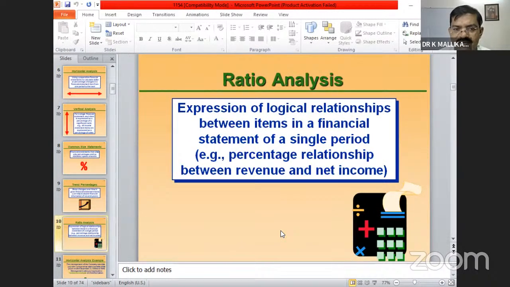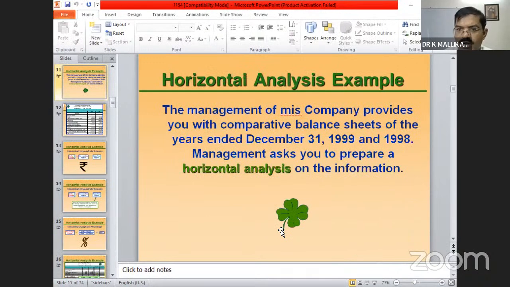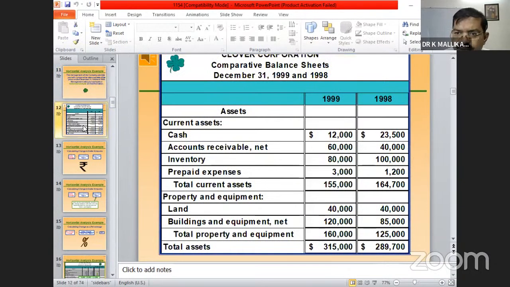And the last, very important one is ratio analysis. A ratio is nothing but a relationship between two numerical numbers. These ratios are always shown in terms of percentages, like the relationship between revenues and net income. For horizontal analysis, we'll take an example of how we calculate all this. So here we go for one problem. You can see here.